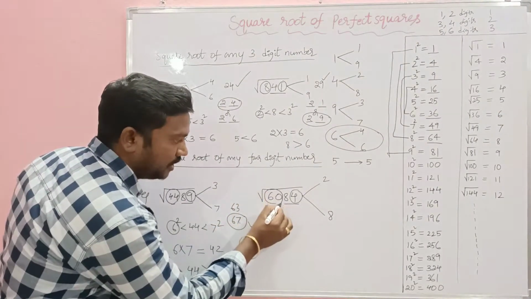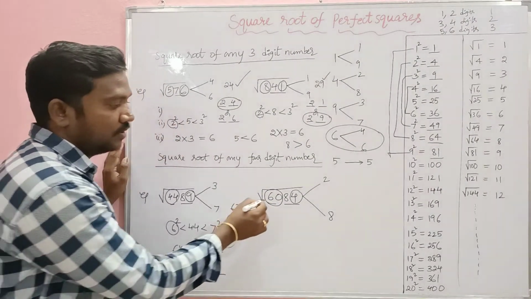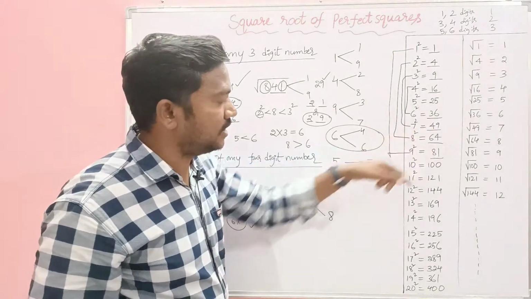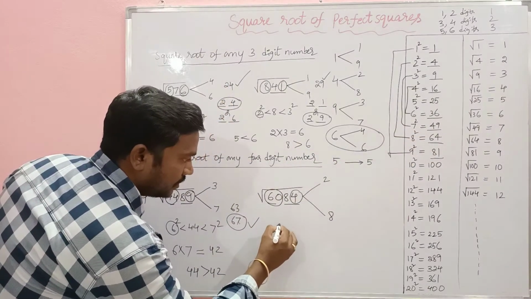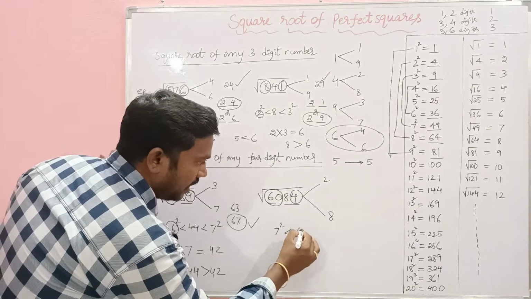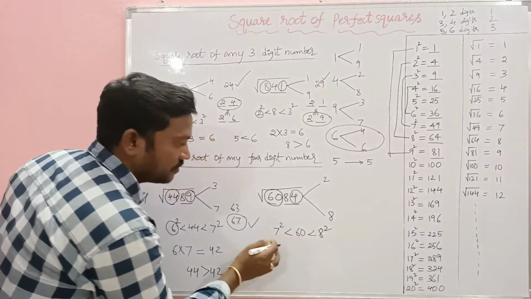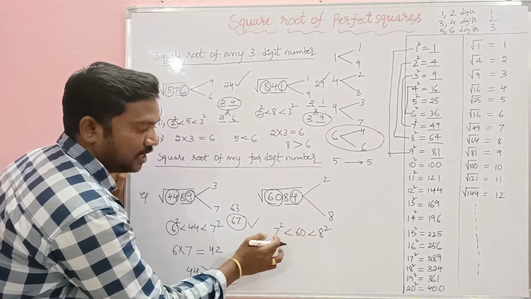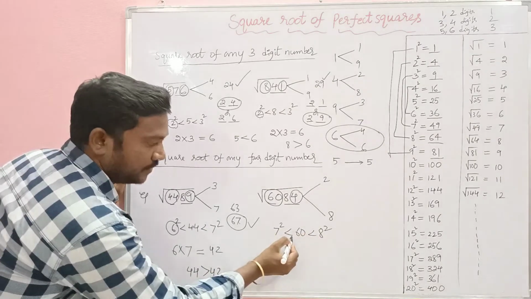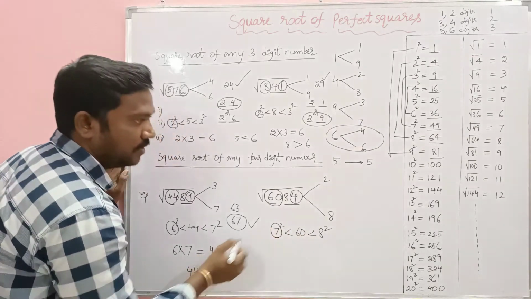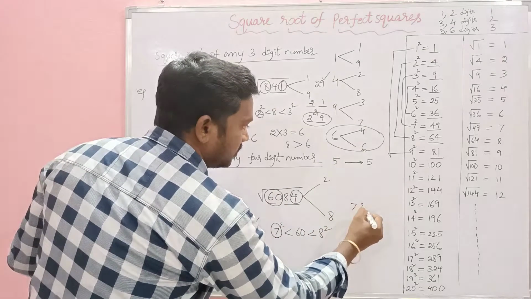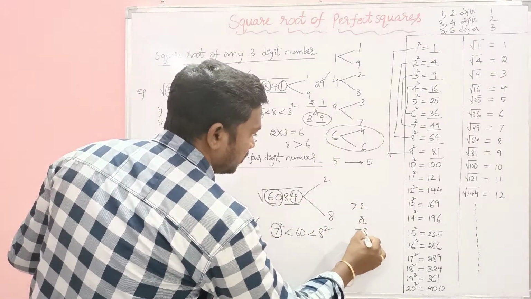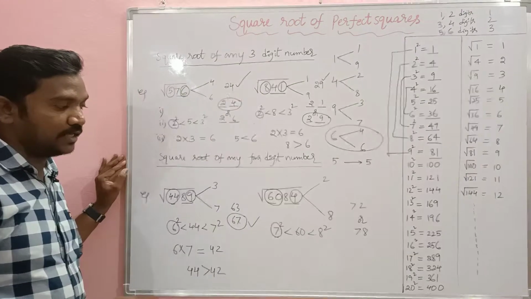Now take this quotient 60. Where does 60 lie? 60 lies between 7 square and 8 square. 7 square is 49, 8 square is 64. So 60 lies between 7 square and 8 square. Now take the smaller number. So the answer is either 72 or 78.